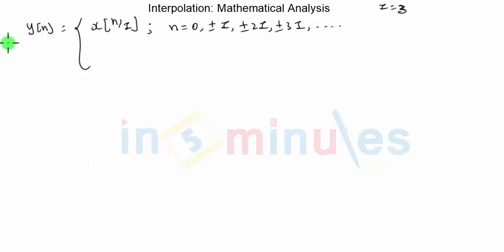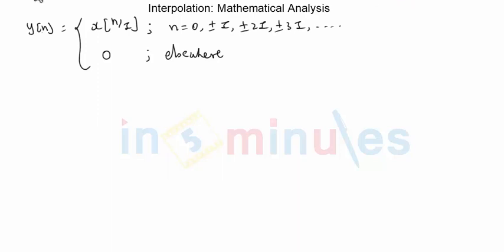What will be y of 4 and y of 5? What will be y of 7 and y of 8? These are the newly generated samples in between the two original samples. All those samples will be nothing but 0. So we write 0 elsewhere. That means for every other value of n apart from 0, plus minus I, plus minus 2i, plus minus 3i, y of n will be 0. This is valid for negative values of n as well.